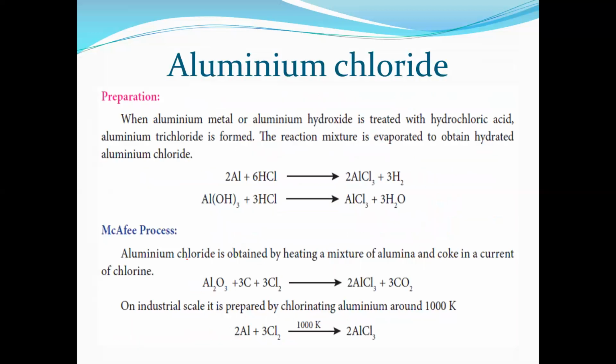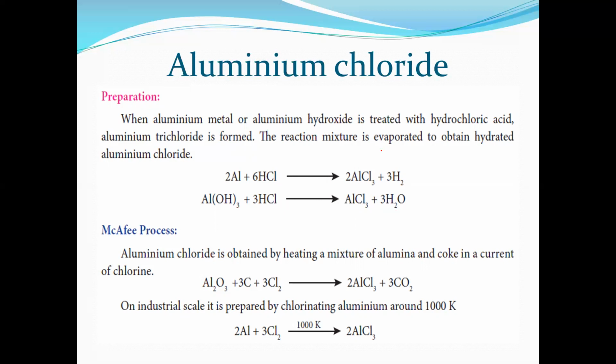So next compound is the aluminum chloride. So when aluminum metal or aluminum hydroxide is treated with hydrochloric acid, aluminum trichloride is formed. So when any metal reacts with the acid, it liberates the hydrogen gas. So here aluminum metal reacts with the hydrochloric acid, so we are getting the aluminum trichloride with the liberation of the hydrogen gas. So in the next method, aluminum hydroxide is reacted with the hydrochloric acid. So we are getting the aluminum trichloride and the water molecules.